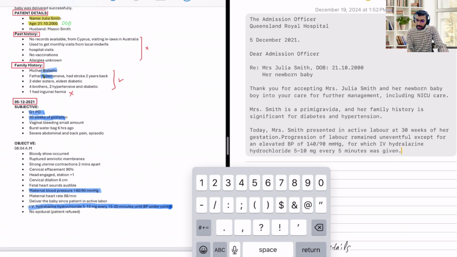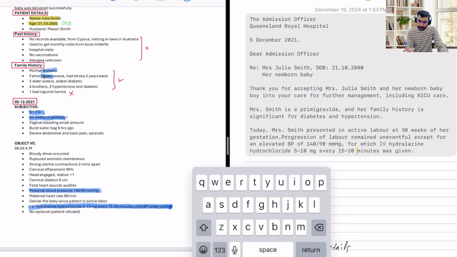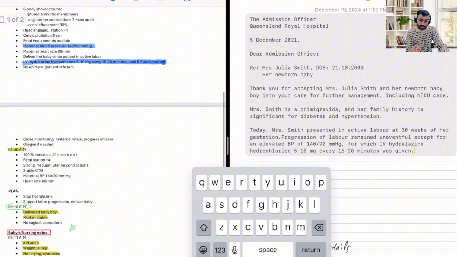Progression of labor remained uneventful except for an elevated BP of 140 over 90, for which IV hydralazine hydrochloride 5 to 10 mg every 15 to 20 minutes was given. After that, we will write the details when the baby is delivered.